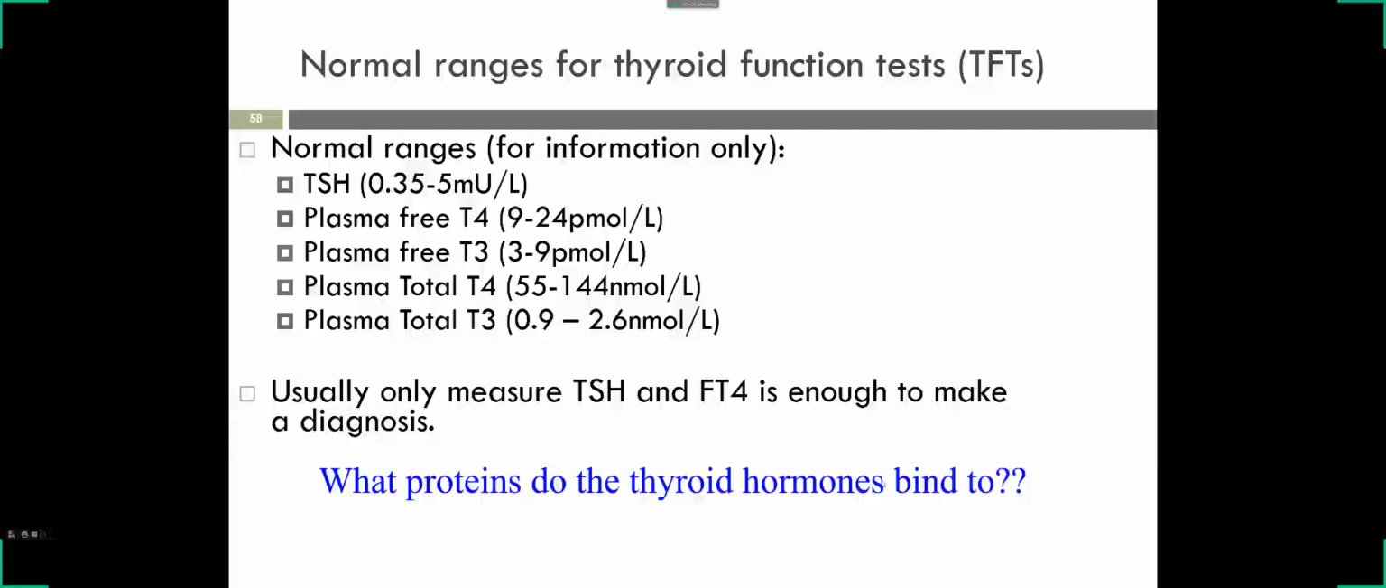And then remember, the challenge, obviously, for measuring free T4 is that quite a number of proteins bind thyroid hormones, right? Remember that TBG, and then albumin, right? So there are at least 3 or 4 proteins which can bind thyroid hormones.